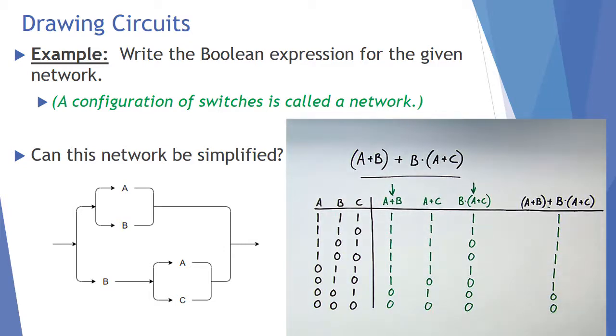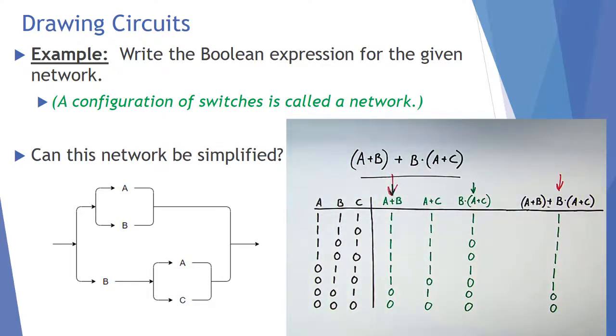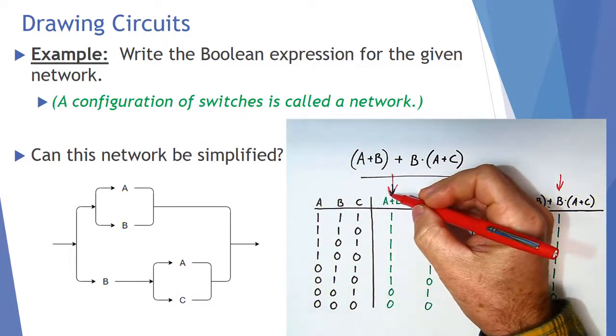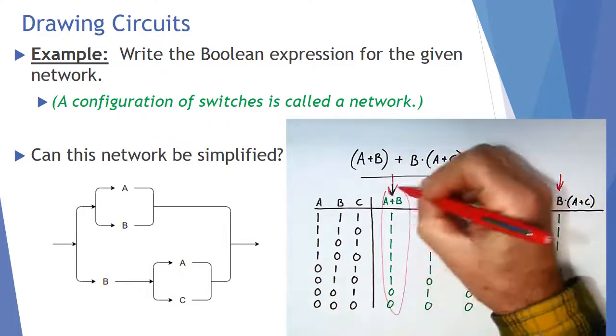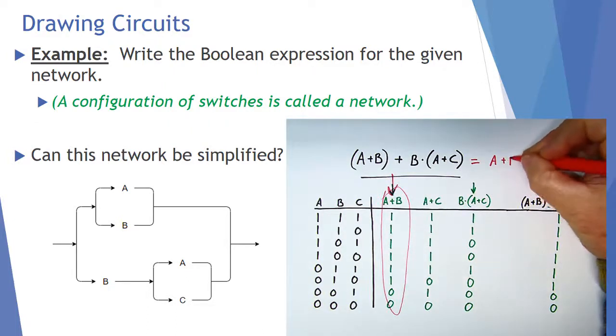So the question of can it be simplified is this column's conditions represented by another column on the table that's simpler? Well, you might notice that this column is in fact exactly the same as our A or B column. That is to say, we get all the same outcomes with a much simpler switch configuration. And so that tells us that this complicated network is really the same as just A or B.